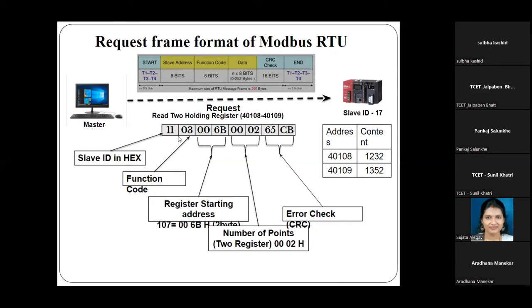So this is a typical request sent from the master to the slave. Suppose this is the format of it. Suppose the master wants to read some data, that is analog data, from the slave. So how does it send that request? The very first one is 11, that is hex data. If you see, the slave ID of this slave is 17. So hex of that 17 is nothing but 11. So the first byte is nothing but your slave ID.